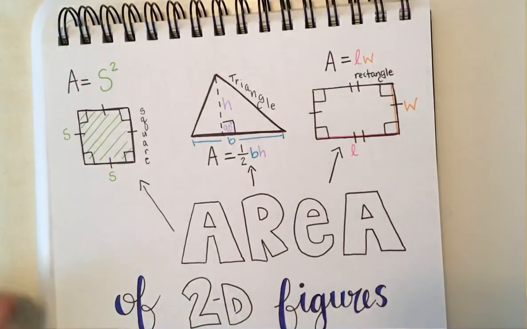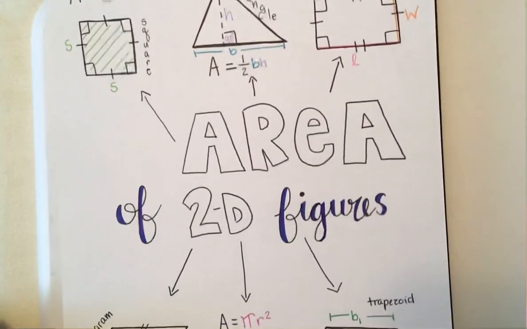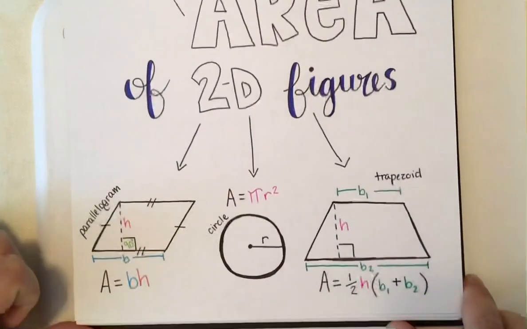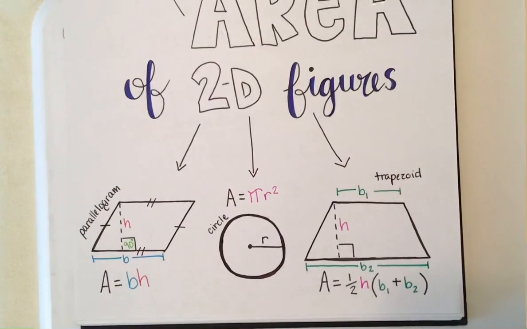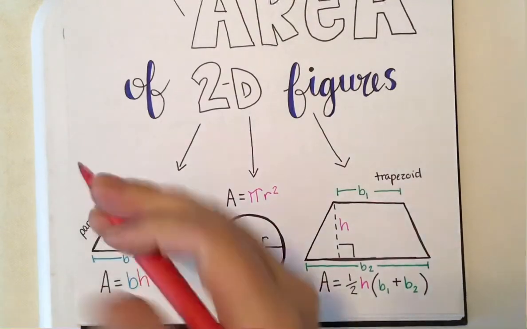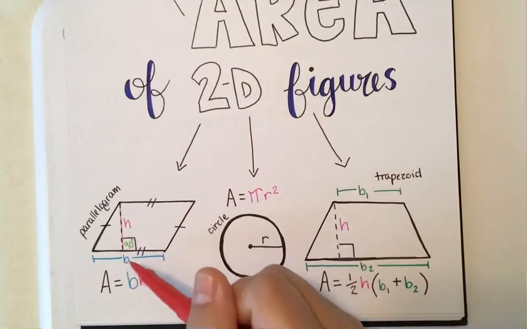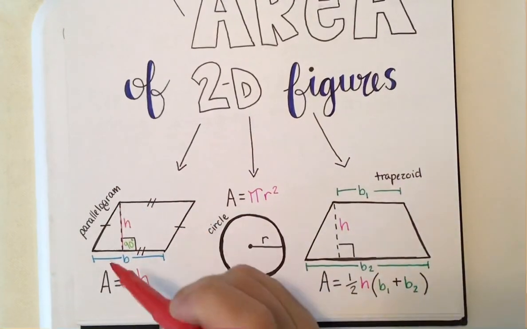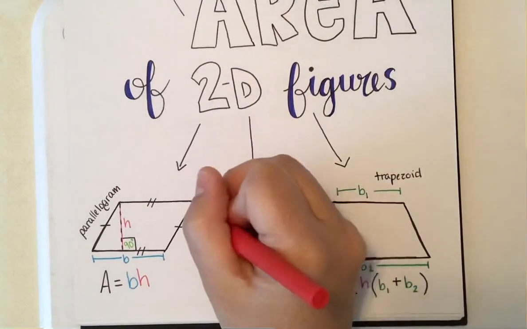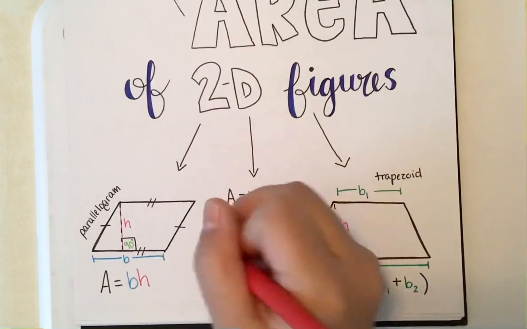I'm moving back down. Keep going. There it is. Parallelogram. Base times height. The height is the length from the top to the bottom, highest point to the lowest point. You can do the height over here, but it's going to be a little harder to track.